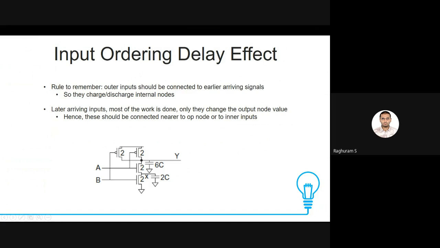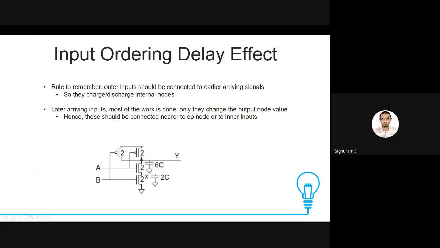So the outer input should be the signal arriving early. For example, in this case, this gate will be optimized better if B is the early input. So B input comes, and then it discharges this node, and this node has already reached the perfect value 0. So when A input comes, then only the Y node has to be discharged. So that is the rule that we have formulated. Outer inputs should be connected to earlier arriving signals. Why? So that they can discharge the internal nodes and keep everything ready. Only the output node Y has to change, and for the later arriving inputs most of the work is already done, they only discharge the output node value.